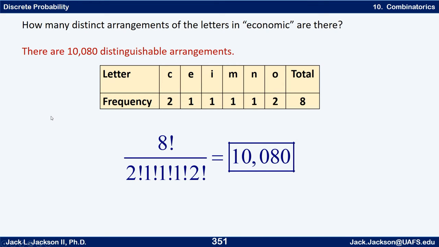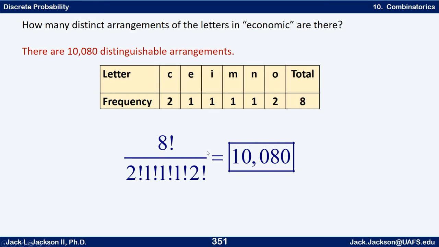Well, counting up the letters, there are 2 C's, 1 E, 1 I, 1 M, 1 N, and 2 O's for a total of 8 letters. So the number of ways you can put them is 8 factorial over 2 factorial, 1 factorial, 1 factorial, 1 factorial, 2 factorial. 1 factorial is, of course, 1. 2 factorial is just 2. So the denominator is 2 times 2, which is 4. So you're just dividing by 4. So it's 8 factorial divided by 4, which is 10,080.